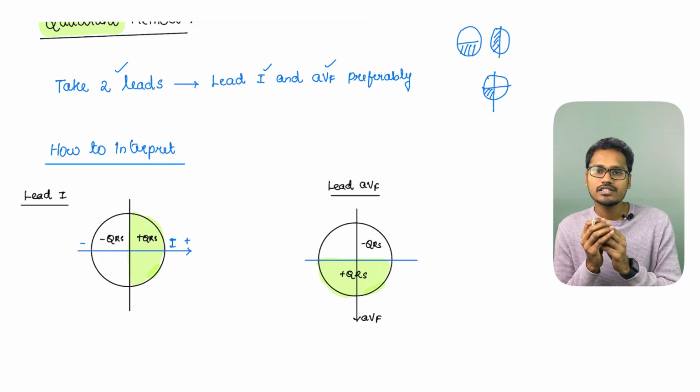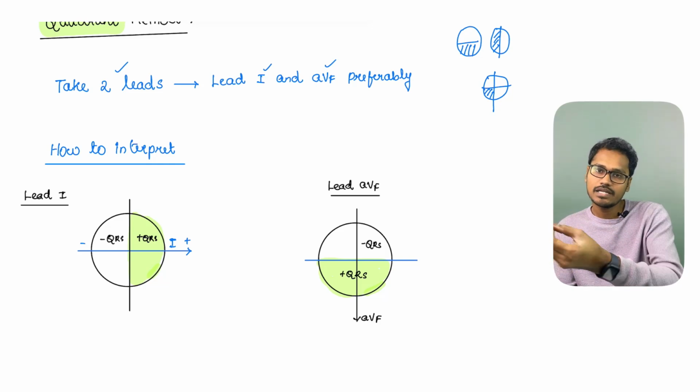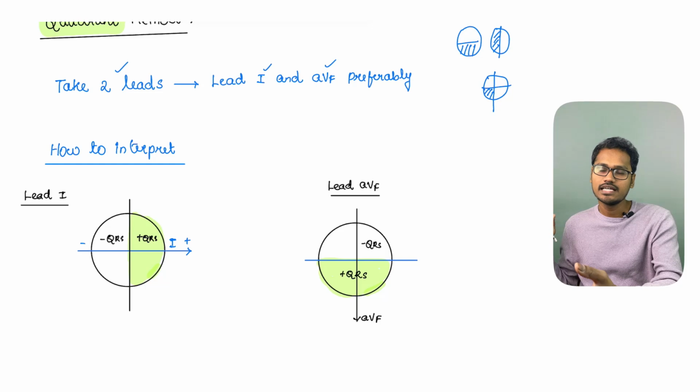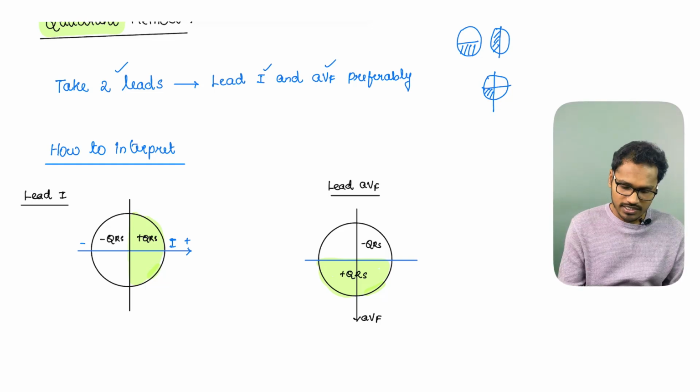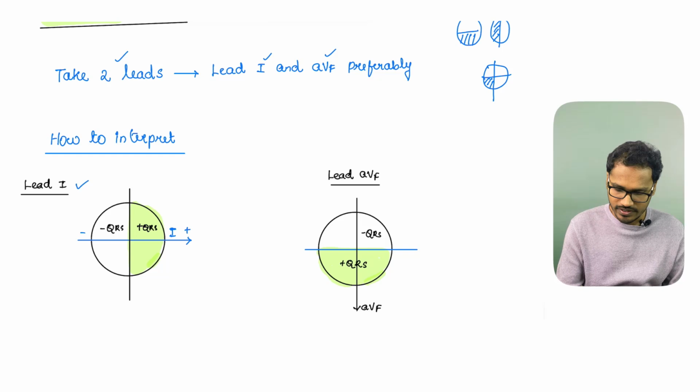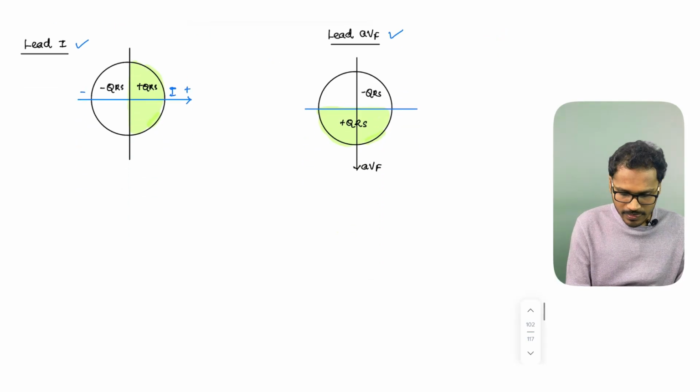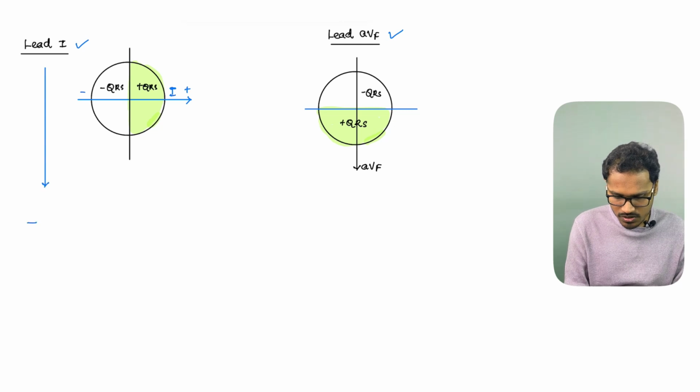That is the same principle we are going to apply. Basically we are trying to take two cameras, or two leads, and picture the heart from two different angles and locate it in position. So for this we will consider lead 1 and lead AVF. So how do we interpret it? Suppose the lead 1, there are two possible options. The lead 1 can show a positive wave, or the lead 1 can show a negative deflection.